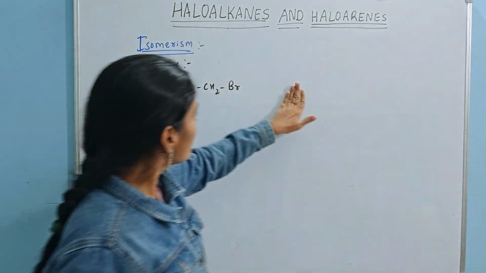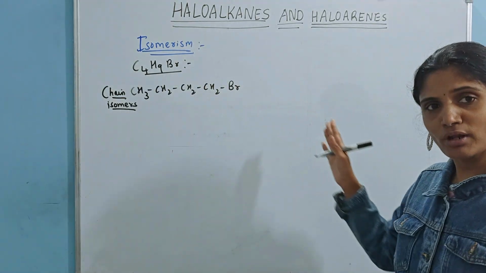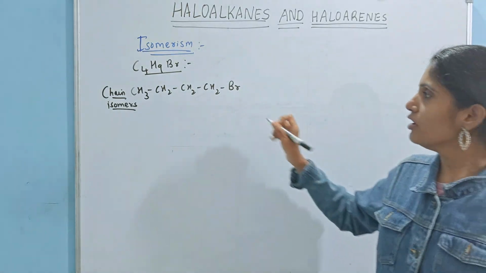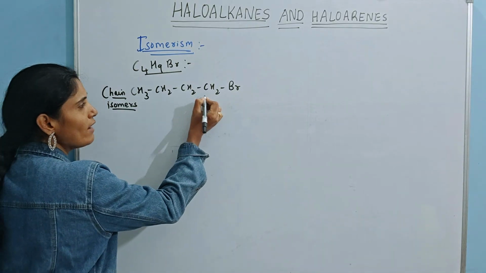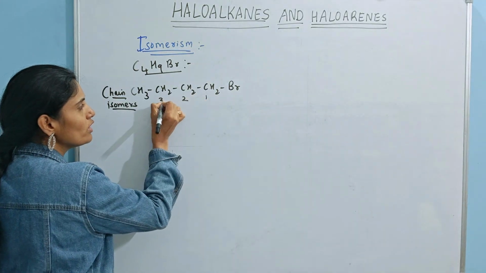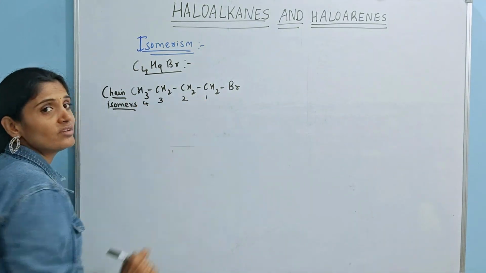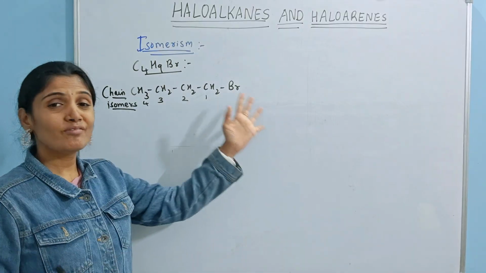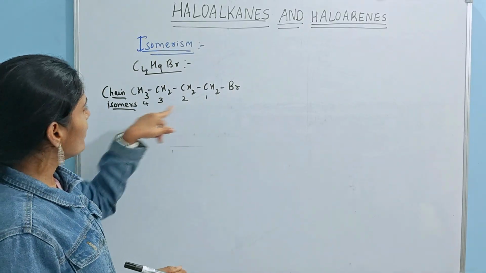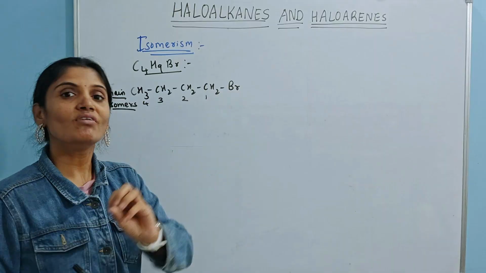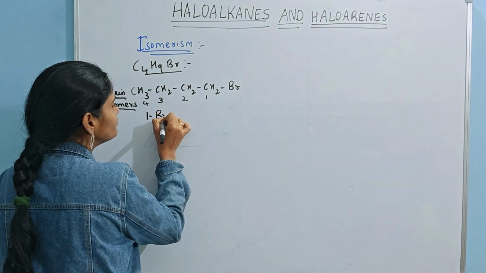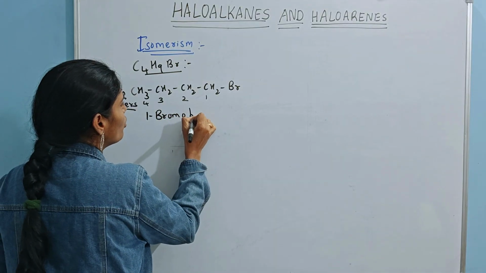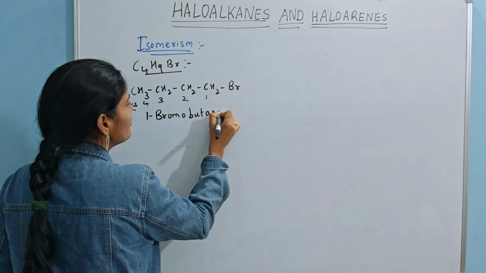Now, if I want to write the other isomer of this, another isomer is possible. In the main chain, how many carbons do I have? Let me name it first. I will number from this side 1, 2, 3, 4, because if I number from this side, the carbon holding bromine will get a lesser number, as I already taught you previously. So what will be the name here? 1-bromobutane. This is the name.